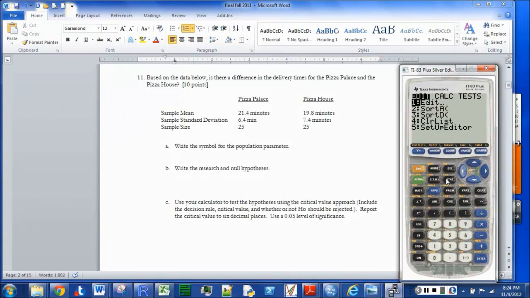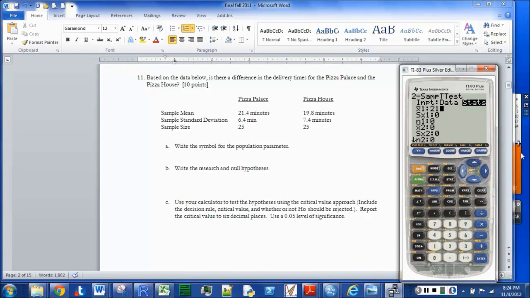So stat, tests, two-sample t-test, and this time we're inputting the actual statistics. If we had those 25 numbers each, the actual data values in two columns, we would run it just like this, but we actually are given the statistics this time. And so now we will just enter those statistics into the menu.